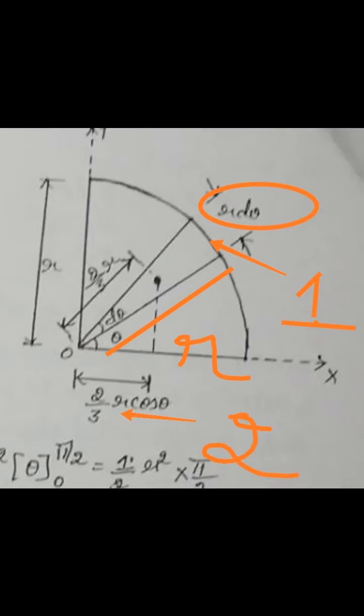So this is about the derivation for the quadrant. For the quadrant, you will get the centroid value as 4r divided by 3 pi.